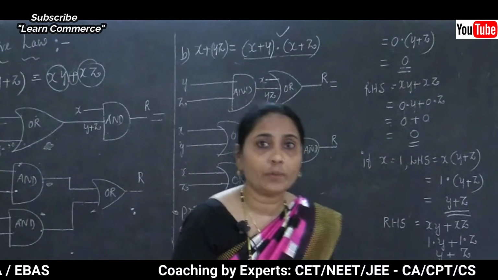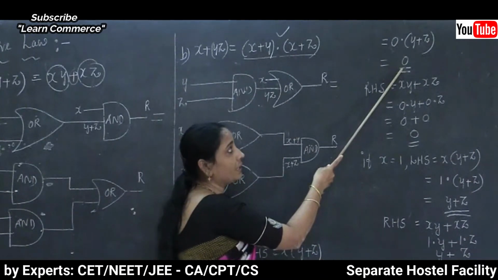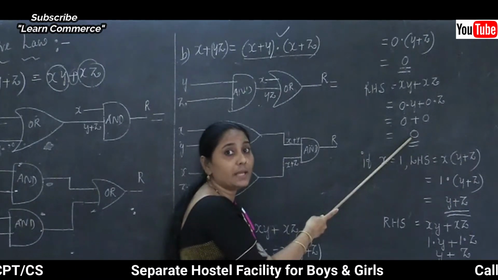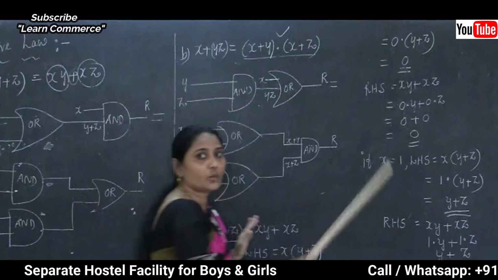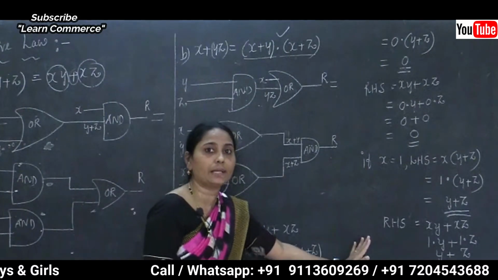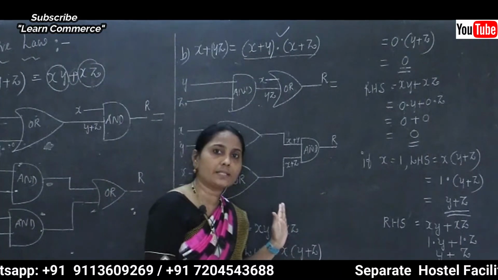Now what about our left hand side? See, the left hand side result is 0, and in the right hand side the result is also 0. Clear this point here? So we can say that the left hand side is equal to the right hand side. Clear this point? Why? Because on both sides the result is 0.